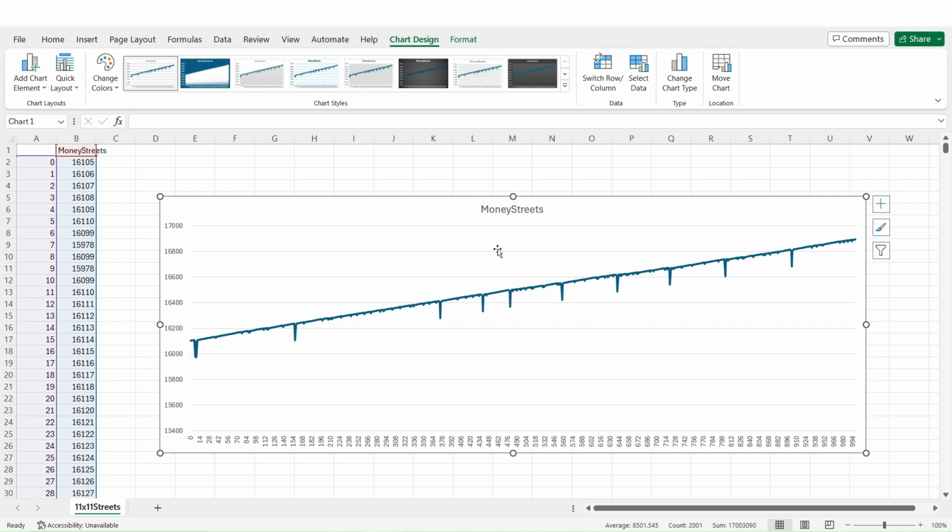So according to this graph, we can conclude that the 11 times 11 streets strategy is very safe because there's only 2 times in a row lose. There is never three times in a row lose. Of course, in 1000 games.